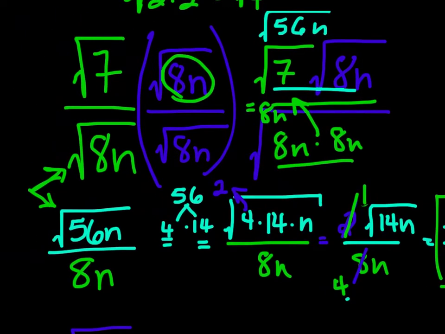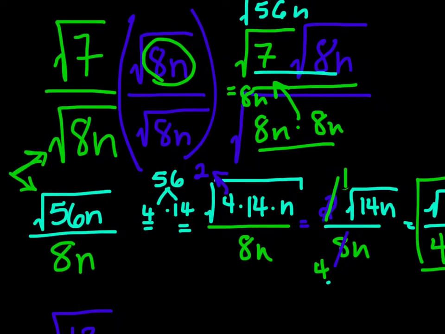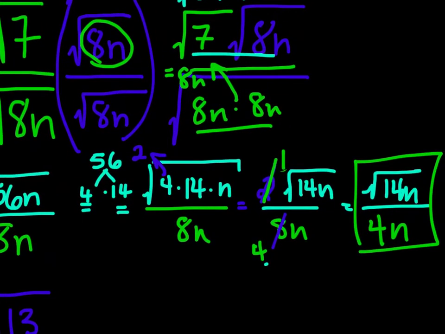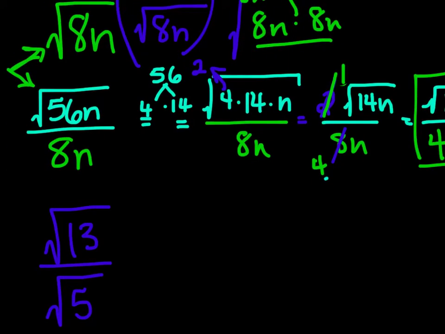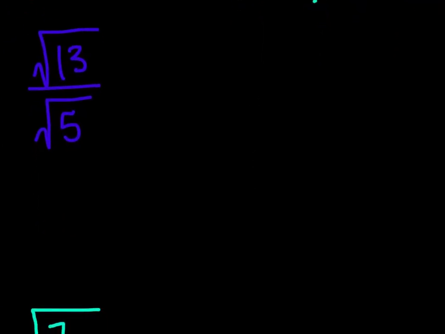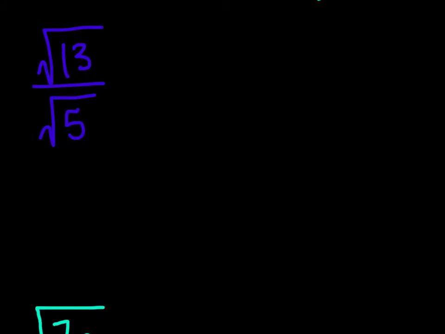So there is our final answer to the square root of 7 divided by 8n, we get square root of 14n over 4n. And that original equation, yes, it does look more simplified, but it has a square root in the denominator, so it is not. Let's practice this a couple of more times.